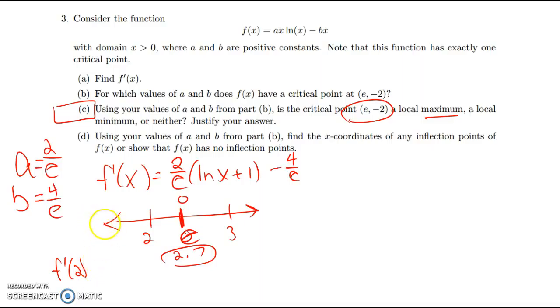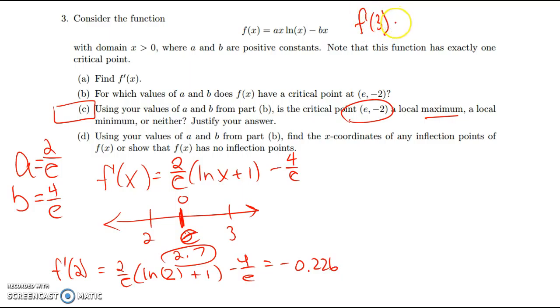So f prime of 2 equals 2 over e, natural log of 2, plus 1 minus 4 over e. Well, that happens to be a negative. And then if I test it at 3, f prime of 3 equals 2 over e, natural log of 3, plus 1 minus 4 over e. That happens to be positive. So that means we're going from a negative slope to a positive slope. So that means this is a minimum.